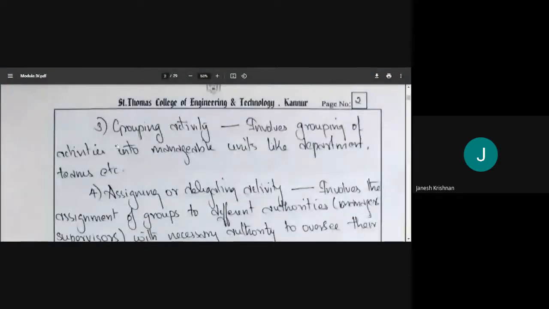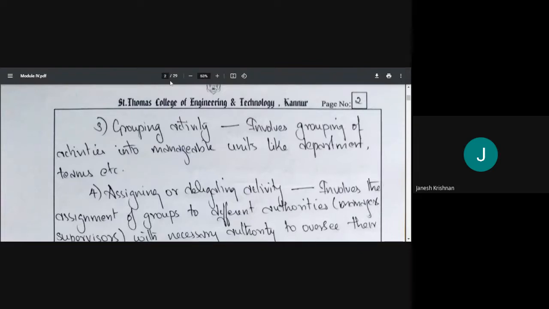Next, it's a grouping activity. It involves grouping of activities into manageable units like departments, teams, etc. So we need to conduct on-stage items. We'll group on-stage items all together. There will be a screening committee. There will be a scheduling committee. They will assign the schedule. Right? There will be a judging committee. So everything will be there, grouped into manageable units like departments, teams, etc.